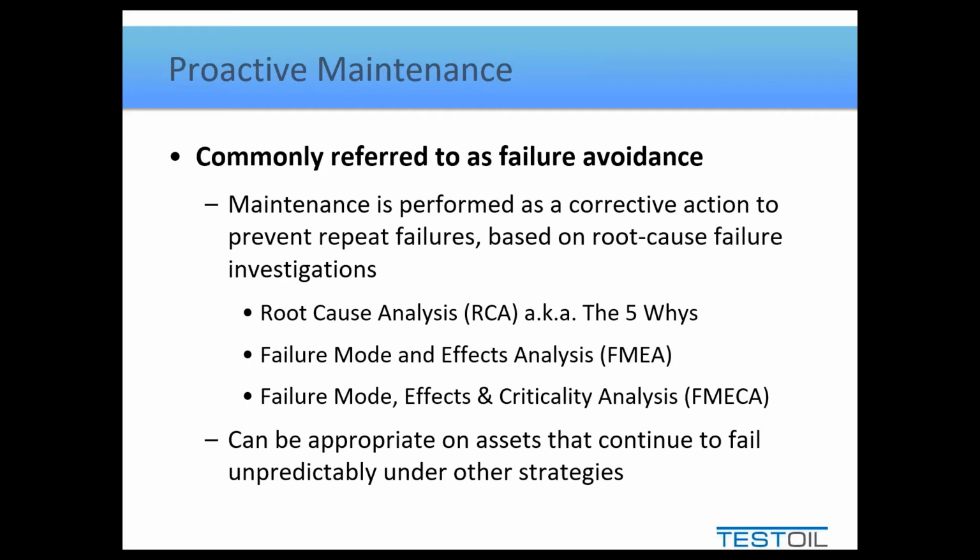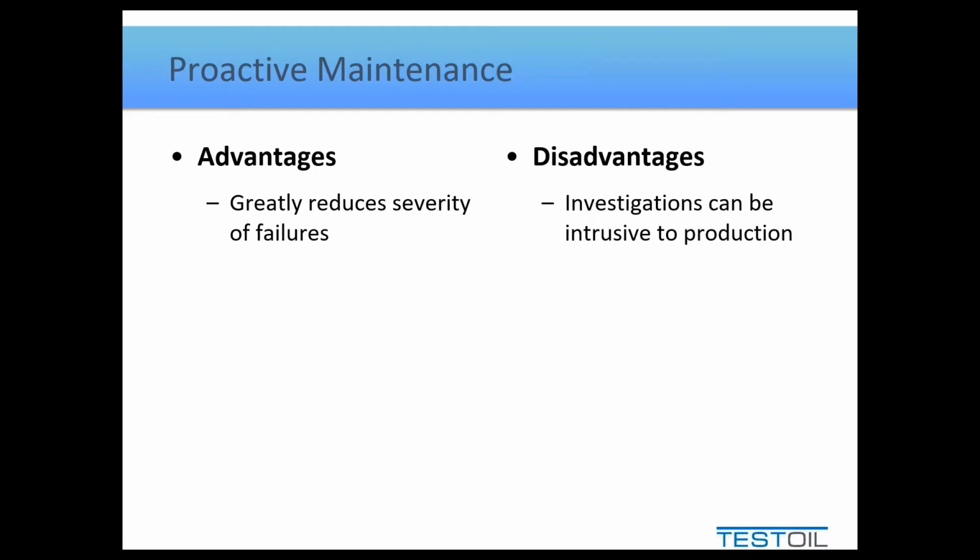So the big advantage with proactive maintenance is that you're going to reduce the severity of your failures, because every time you have a failure, you're going to make sure it doesn't happen again. It probably will fail still eventually, but it should fail under a much less severe condition. The disadvantage, though, is that every time there's a failure, instead of just swapping out the parts real quick and putting it back into production, you're going to have to perform what's usually called a post-mortem or an autopsy or a root cause investigation. It goes under a variety of names.